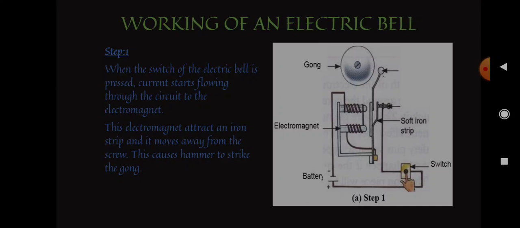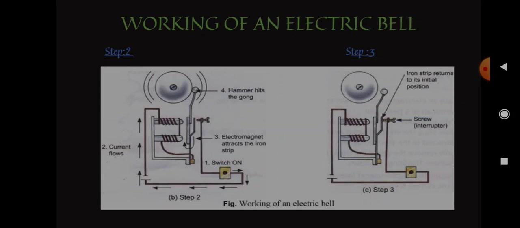Now what is going on, that when the current is passed through the circuit, okay, when you press the switch, at that time the current will start flowing through the circuit, so that the electromagnet gets magnetism and attracts the soft iron piece. This soft iron piece is further attached with a hammer, and this hammer is going to strike the gong. Now as it strikes the gong, what will happen? The connection between the screw and the soft iron piece gets disconnected.